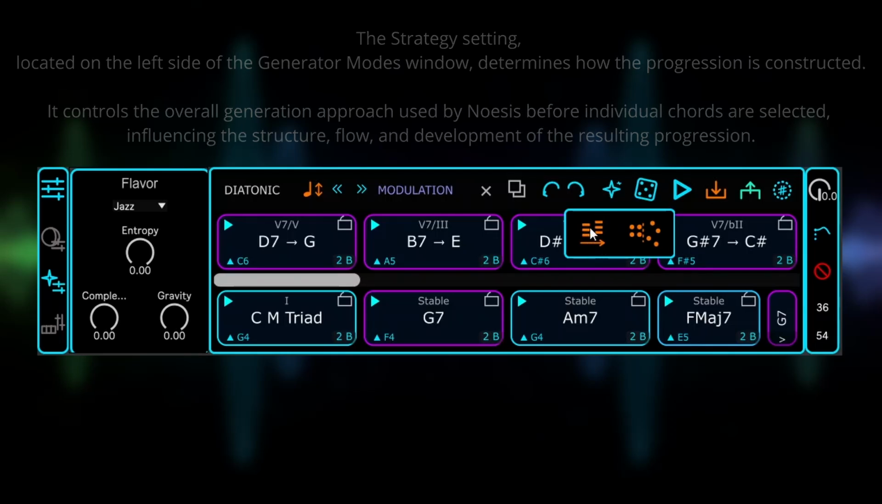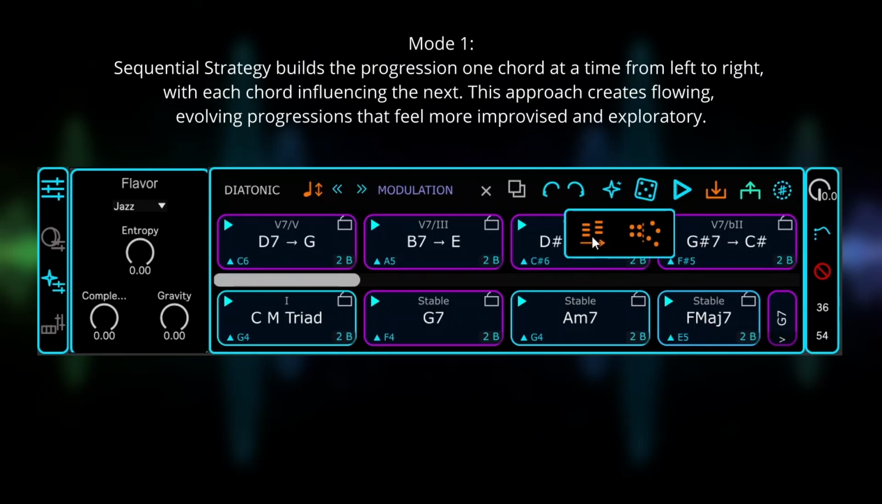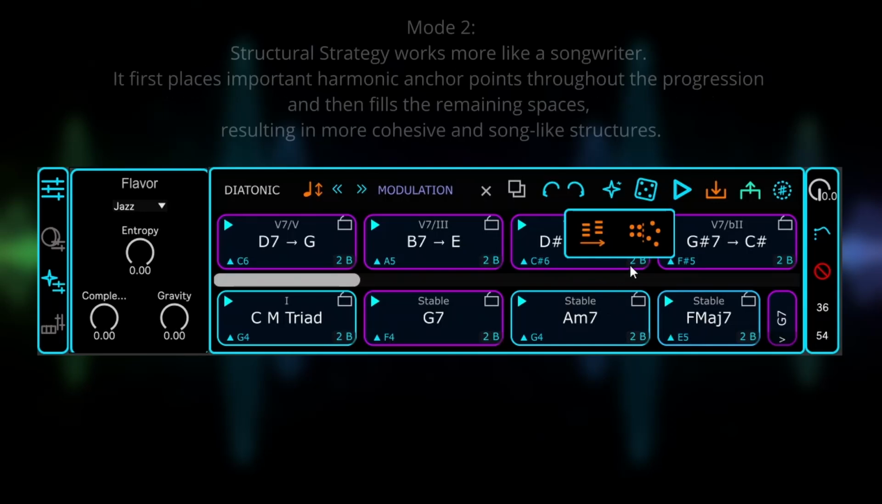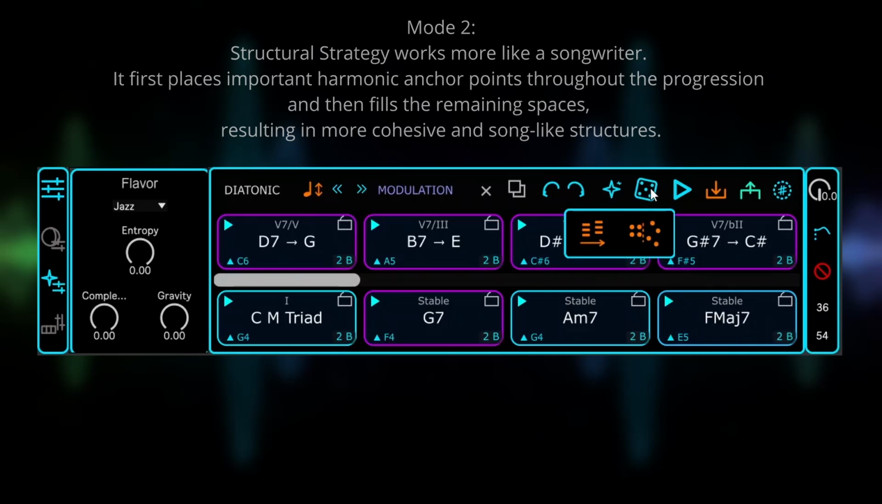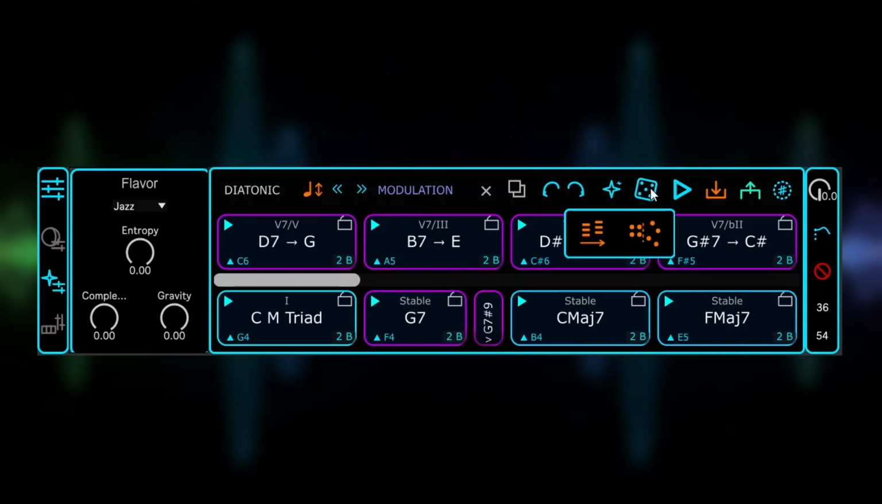Sequential strategy builds the progression one chord at a time, from left to right, with each chord influencing the next. Structural strategy works more like a songwriter. It first places important harmonic anchor points throughout the progression, and then fills the remaining spaces, resulting in more cohesive and song-like structures.